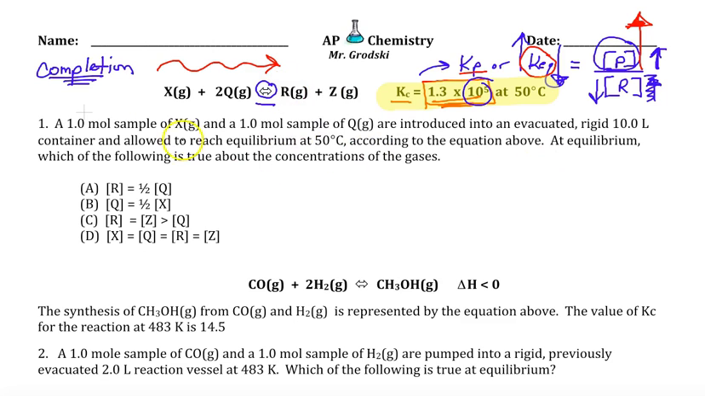So let's look at our question here. A 1.0 mole sample of X and a 1 mole sample of Q are introduced into an evacuated, important, rigid 10-liter container.